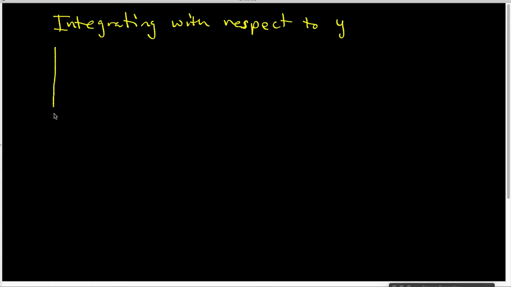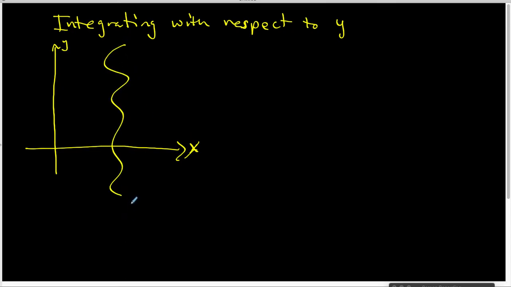So I'm going to draw a standard kind of xy plane, but this time I'm going to draw a curve that looks like this. Now, this is clearly not a function of x because it violates the vertical line test, but it does turn out to be a function of y. In other words, I can write x is equal to some function of y here.